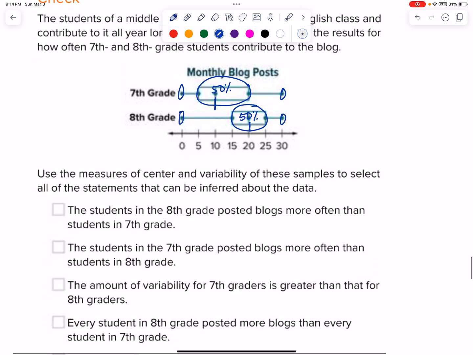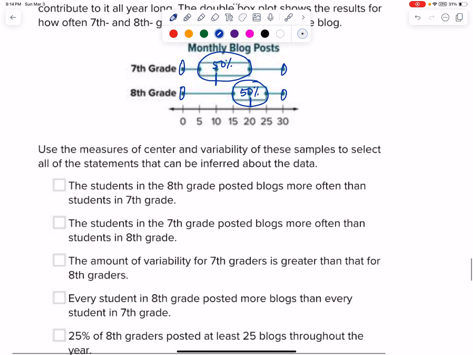So it says use the measures of center and variability of these samples to select all the statements that can be inferred about the data. The students in 8th grade posted more blogs more often than students in 7th grade. Because it's so clustered here and it's higher, you can infer that that's true.